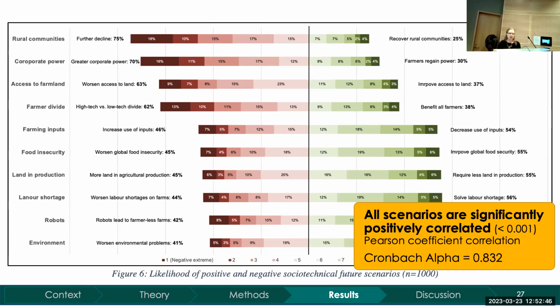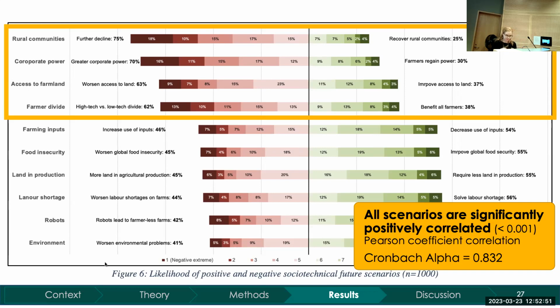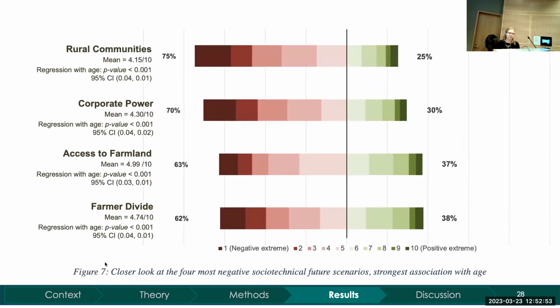The statements are all positively correlated and tightly associated in the scale. And we ran a series of multiple linear regressions on these scales, both as sums, so adding up all 10, and individually. And I only want to highlight one that I found really interesting, is that the 4 that were standing out as most negative are strongly positively correlated with age. So older farmers are more likely to view these as more positive. Younger farmers are more likely to view these as more negative.